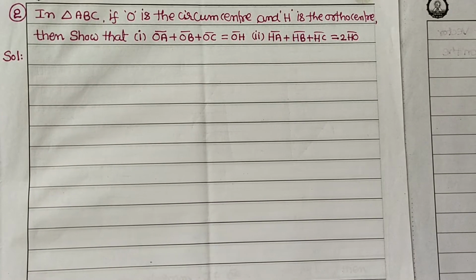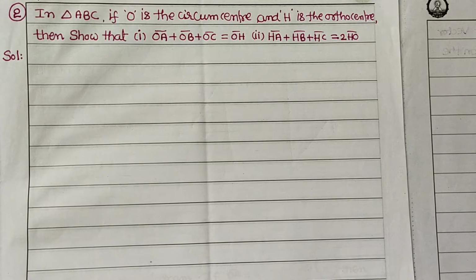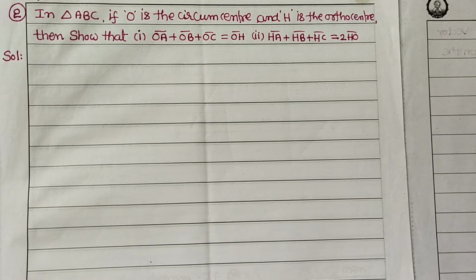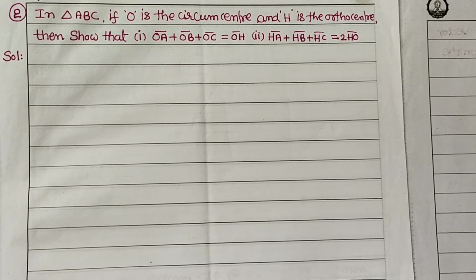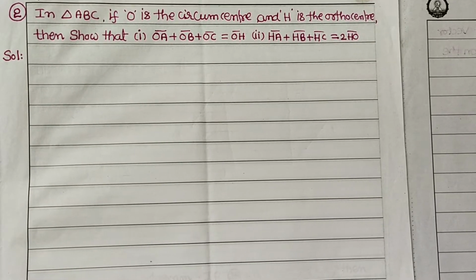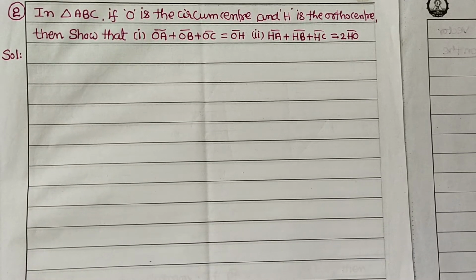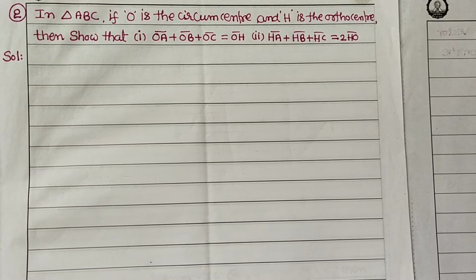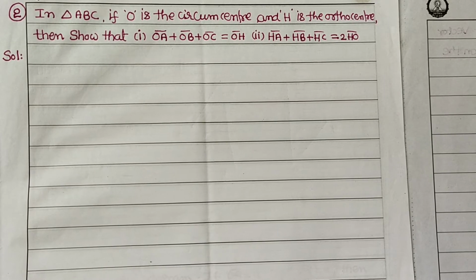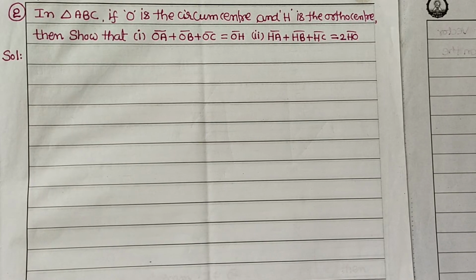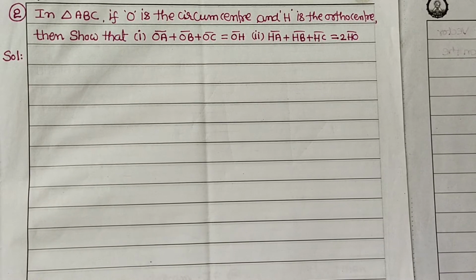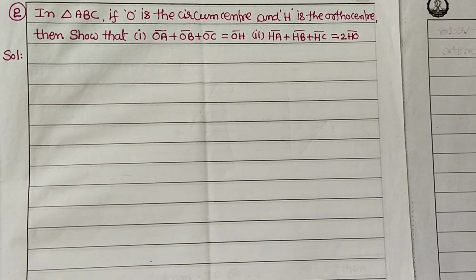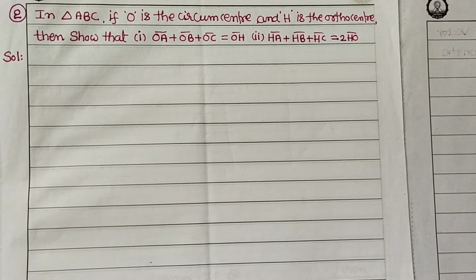The next question. In triangle ABC, if O is the circumcenter and H is the orthocenter, then show that OA bar plus OB bar plus OC bar equals OH bar. And second one, HA bar plus HB bar plus HC bar equals 2HO bar. This is very important, not only for intermediate but also MHT-CET and JEE Mains.